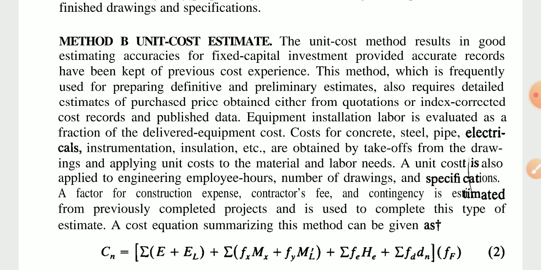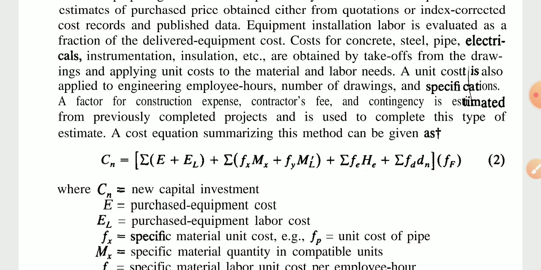Unit cost estimation is also applied to engineering employee hours, and the number of drawings and specifications. A factor for construction expenses and contractor fee is estimated from previously completed projects and is used to complete this type of estimate. A cost equation summarizing this method can be given by this formula.